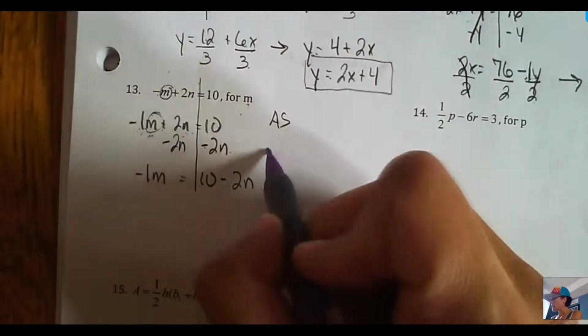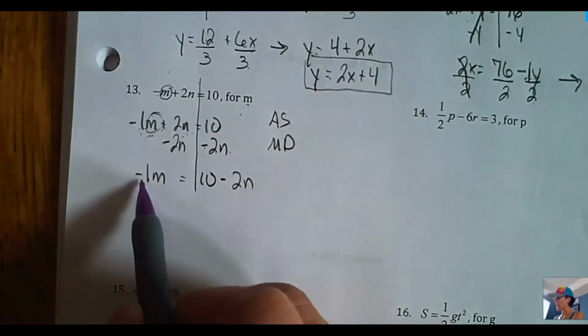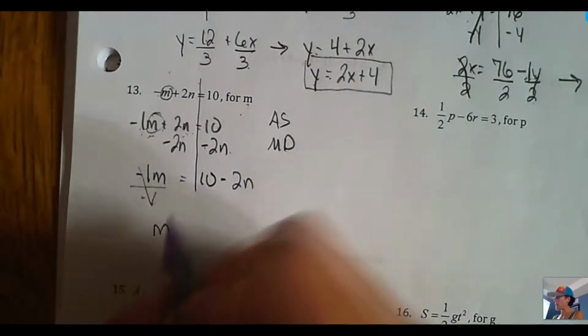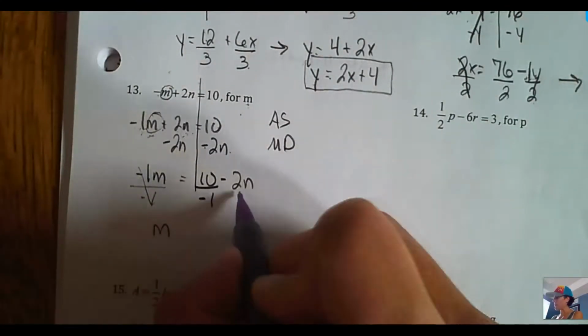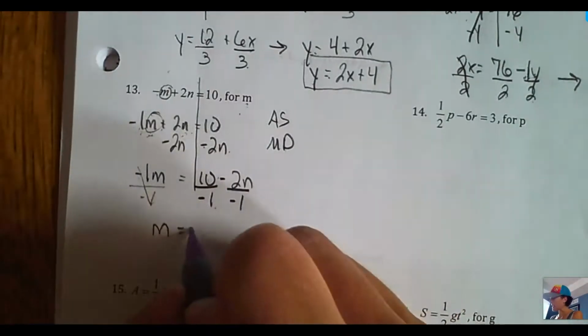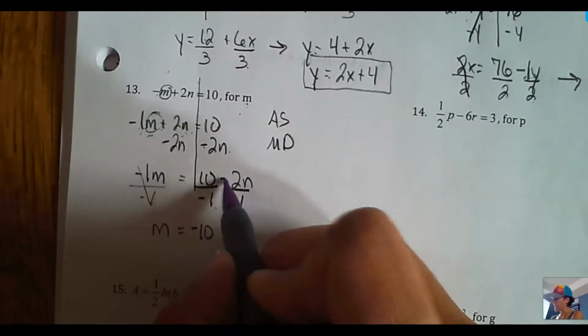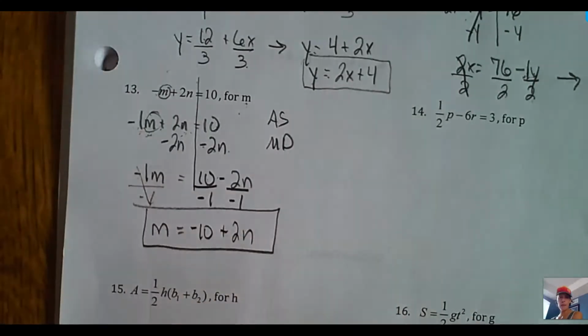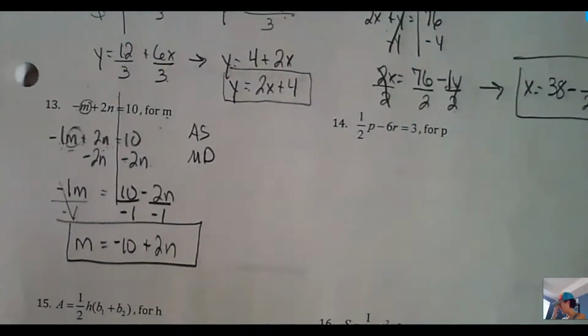And now I'm going to undo the multiplication division, and I'm going to take this negative, divide by -1, so now I have m, and I'll divide each term by -1. So when I'm done dividing these, I get -10, and think of this as a negative divided by a negative, and you get a positive. Now m is isolated.